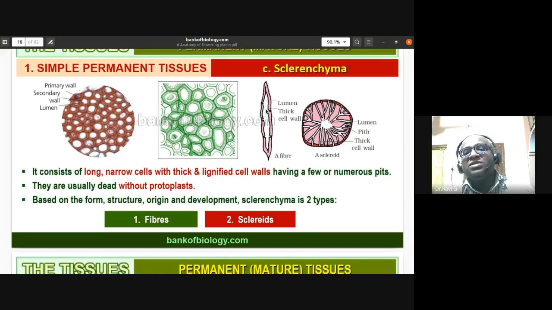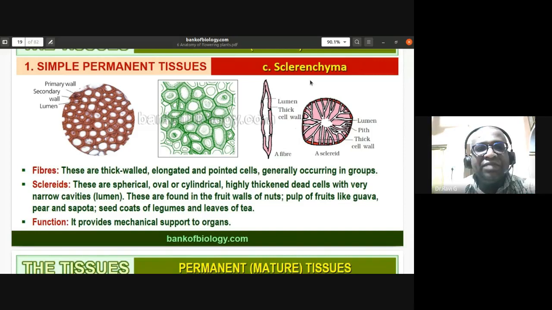So the sclerenchyma is of different types based on their form, structure, origin, and development. Sclerenchyma is of two major types, that is fibers and sclerites. So you can remember them as fibers and sclerites based on their form, structure, origin, and development.